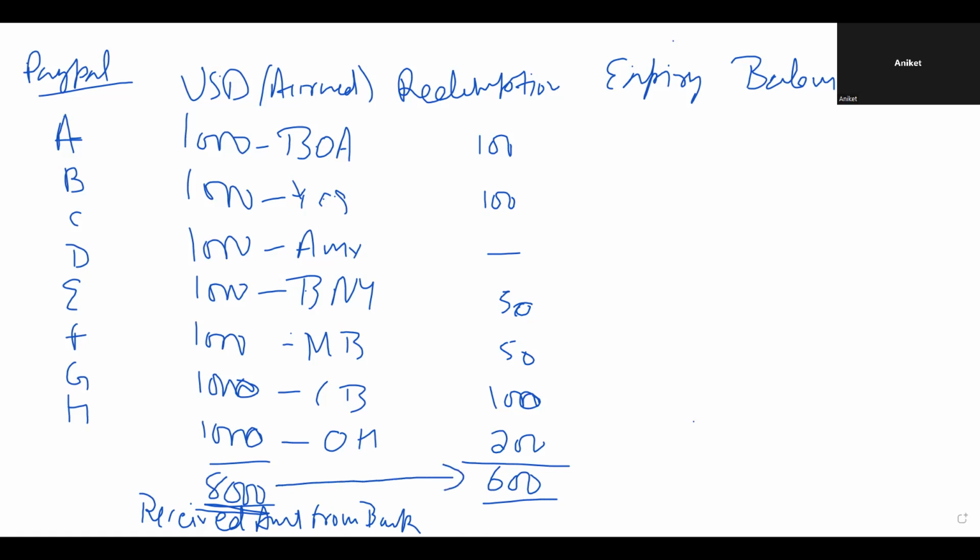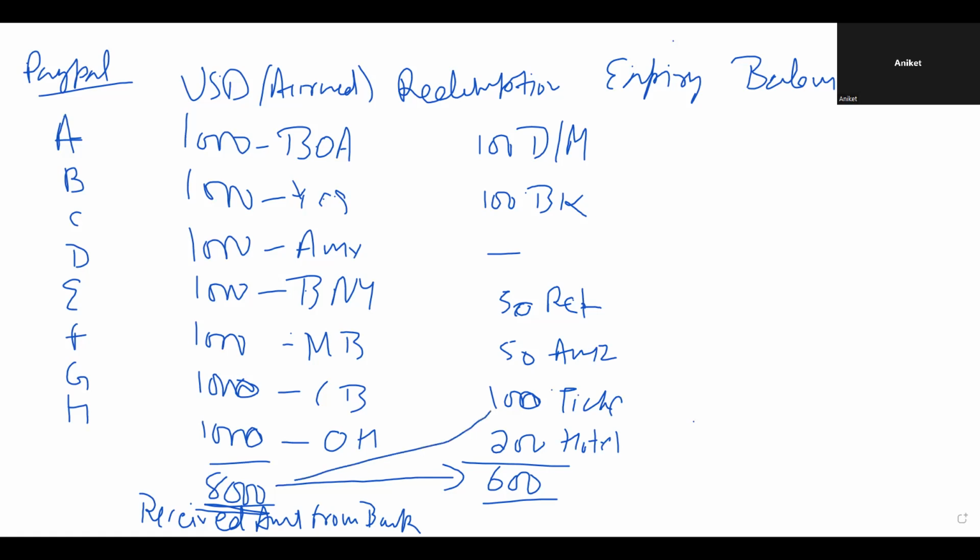Let's say he bought Domino's pizza for $100. He went to Burger King, right? He went to some restaurant and redeemed the points, right? And this person did some shopping from Amazon. This person bought a ticket. This person booked a hotel stay, right? So this PayPal needs to pay $600 to the respective vendors, right? For the redemption.